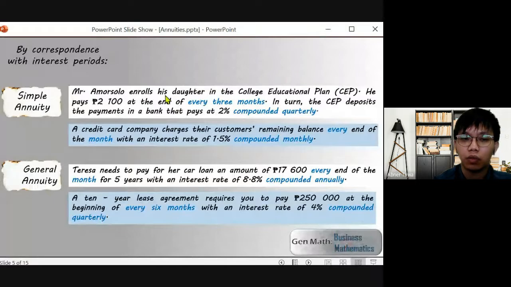Okay, so let's have this first example of simple annuity. Okay, pakibasa nga Miss Mr. Josh.